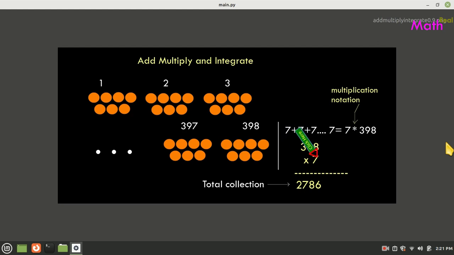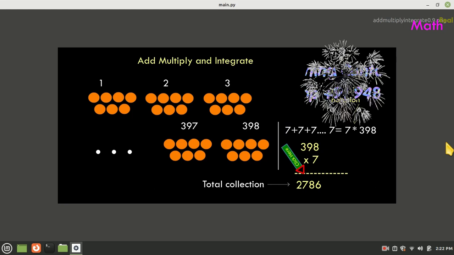So now 7 added 8 times and it becomes 56. So 6 we have to write, 5 I have to remember. Then 7 added 9 times, so that becomes 63, and 5 whatever was remaining, so that I have to add, so it becomes 68. 8 I have to write, 6 I have to remember, and then 7 added 3 times, then 21 plus 6, 27. So it becomes 2787. This much addition is not possible.